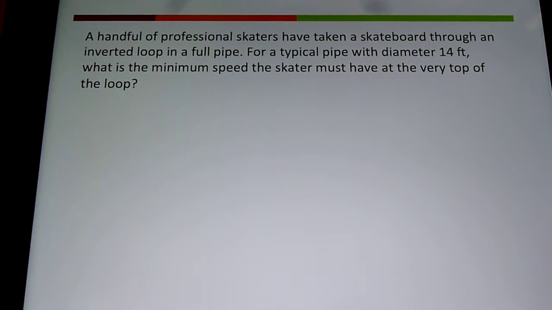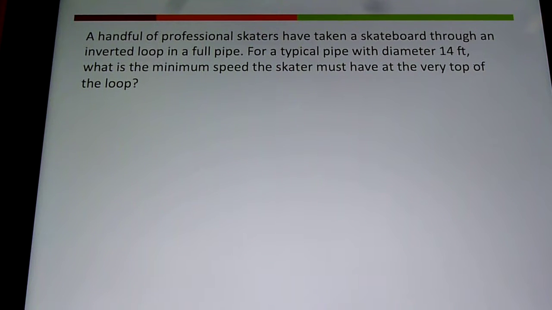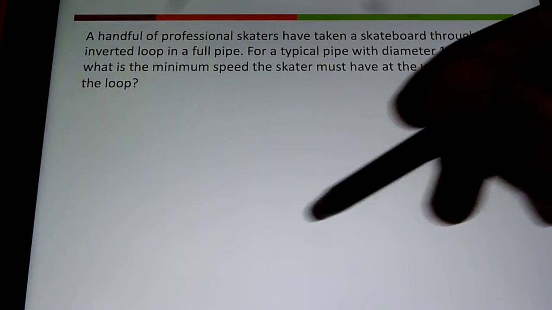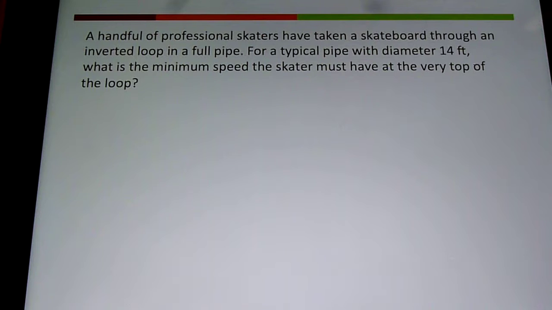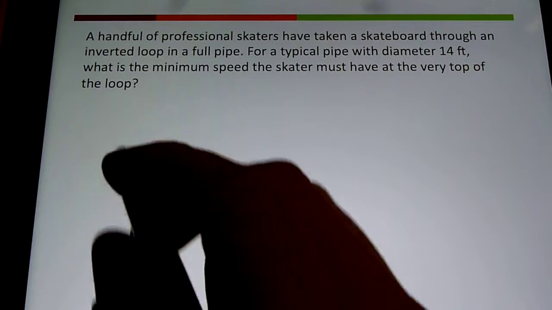Let's actually, while we're thinking about this, talk about the skater at the bottom of the loop first. This isn't the question that's being asked, but we can practice drawing a free body diagram and just looking at what happens to the normal force at the bottom of the loop for this skateboarder.